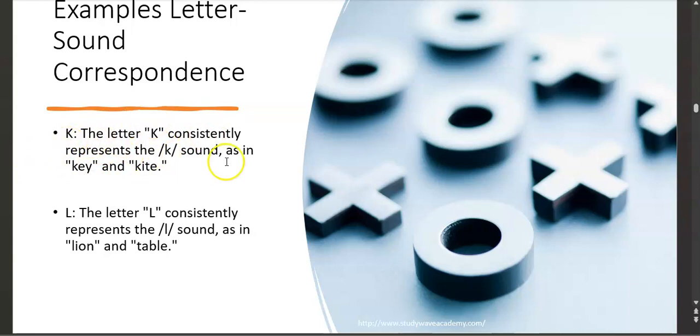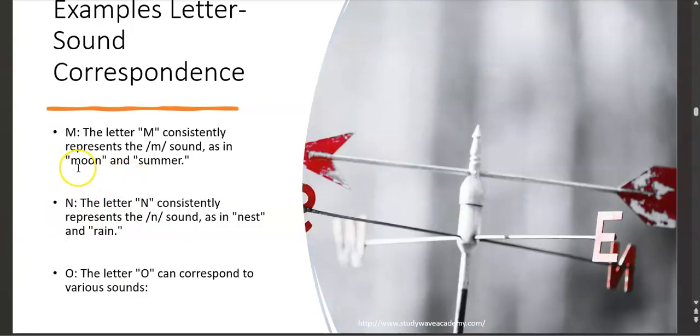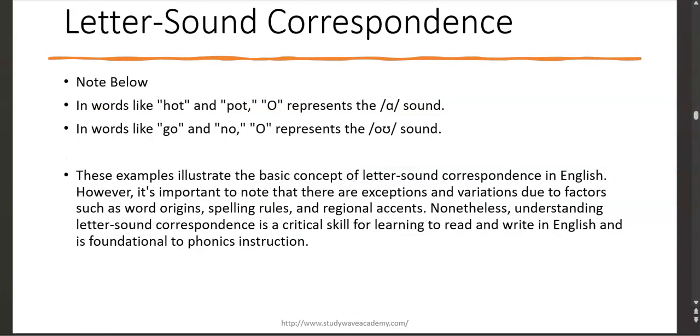Letter L, sound L. We have letter M, sound M. Letter N, sound N. Letter O, sound O. Now, one thing you have to understand with O is that we pronounce it differently.